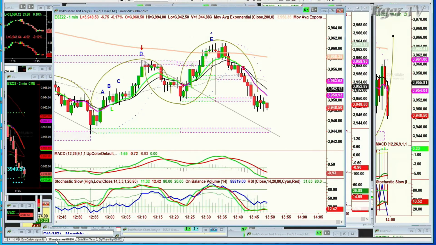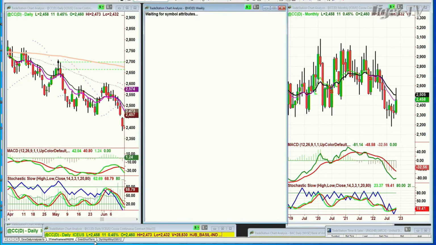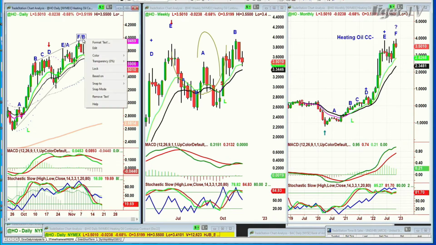Question came in about, where was it? Oh, could I do oil? Heating oil, HO. I don't think I've done that for a little while. Heating oil is HO. Oh, I have. Went to a peak F in the daily chart, F/B, but that very much looks like an F at this particular point because it's gone underneath the 9, has turned below the 14-period moving average, changing it to pink.